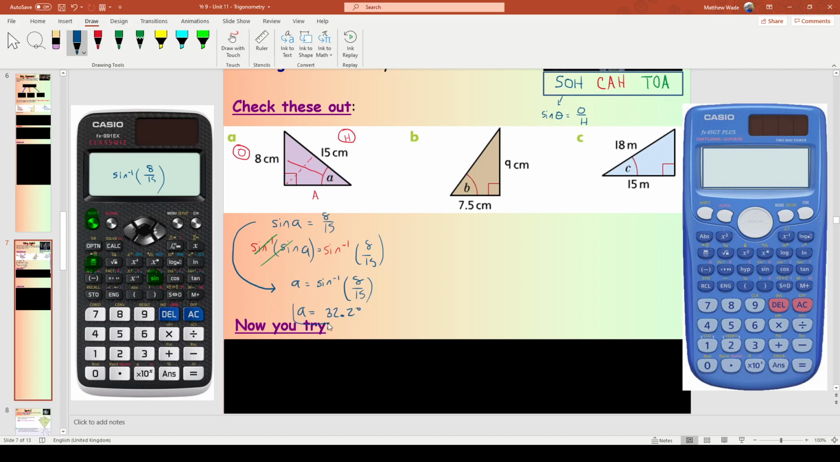32.2 degrees, and that's the answer to that question. Cool? Non-class whizzers, here you go. Same exact thing for you.